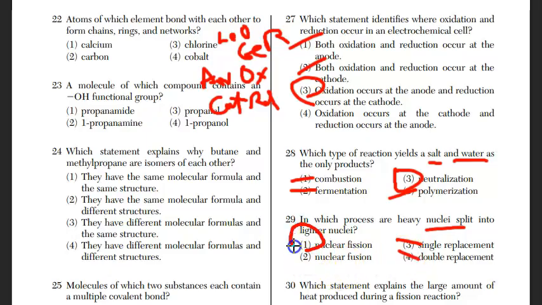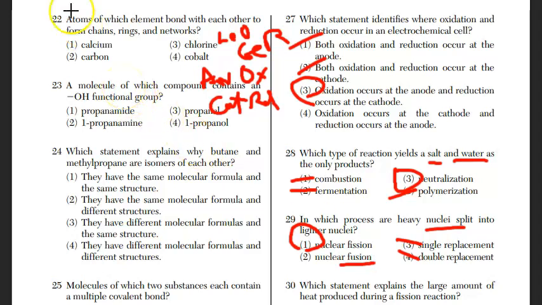Fission is your nuclear reactor reactions. This is something like taking uranium and breaking it apart. Fusion, just like the word kind of means coming together, that's light nuclei coming together and forming heavier nuclei. So your answer here is 1.